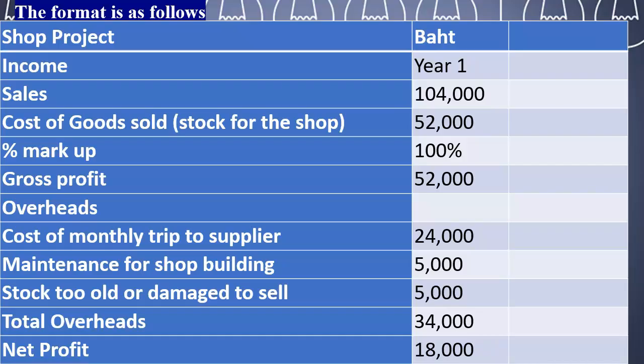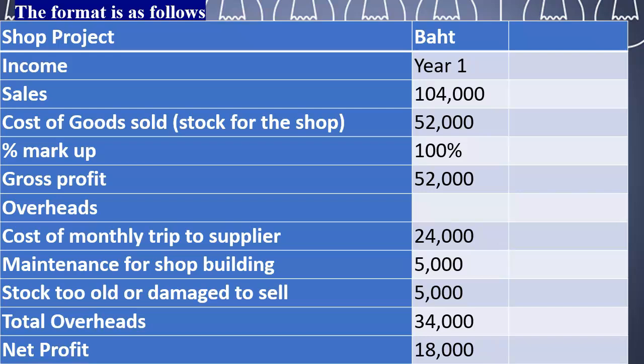And then another category, the overheads. So we have the cost of the monthly trip to the supplier, 24,000 baht per year. Maintenance for the shop building, 5,000. Stock that is too old or damaged to sell, 5,000. So the total of those three is 34,000 total overheads.